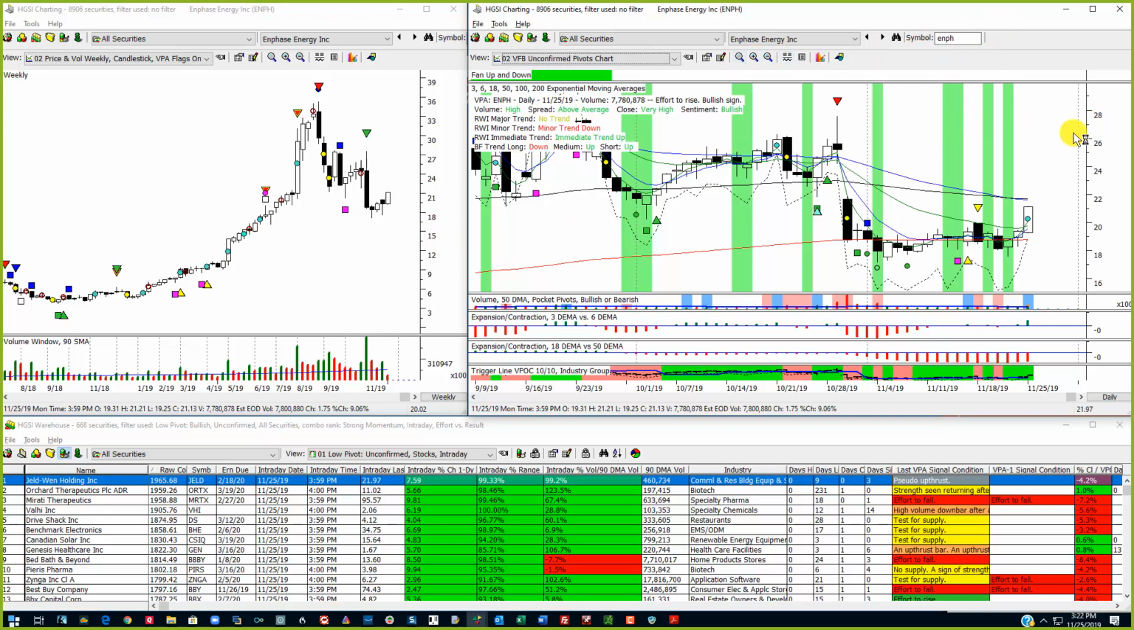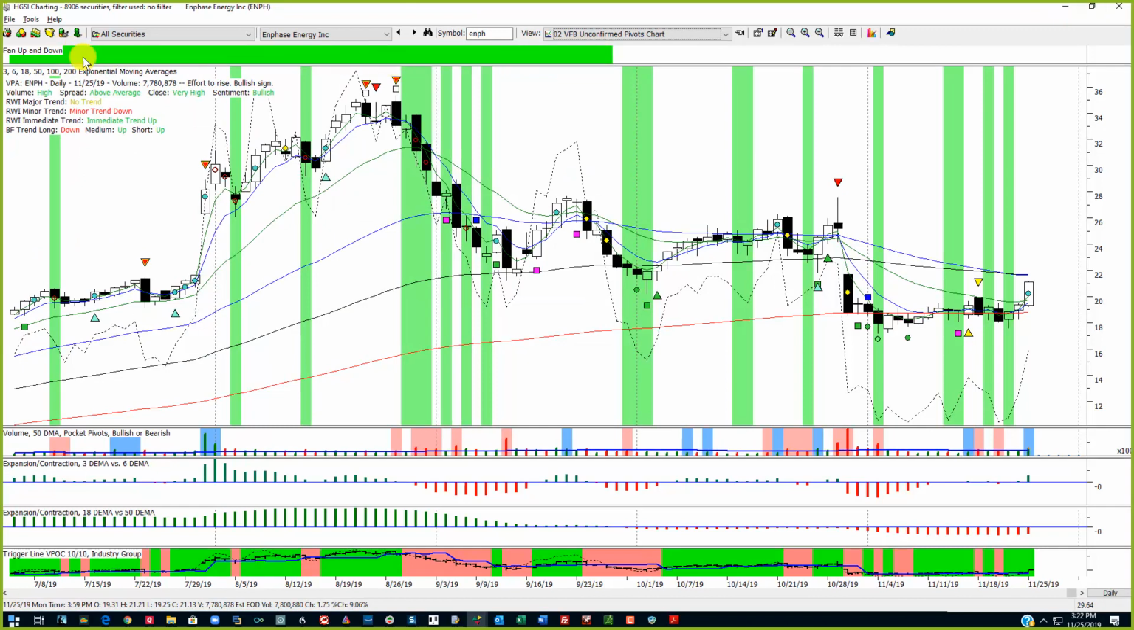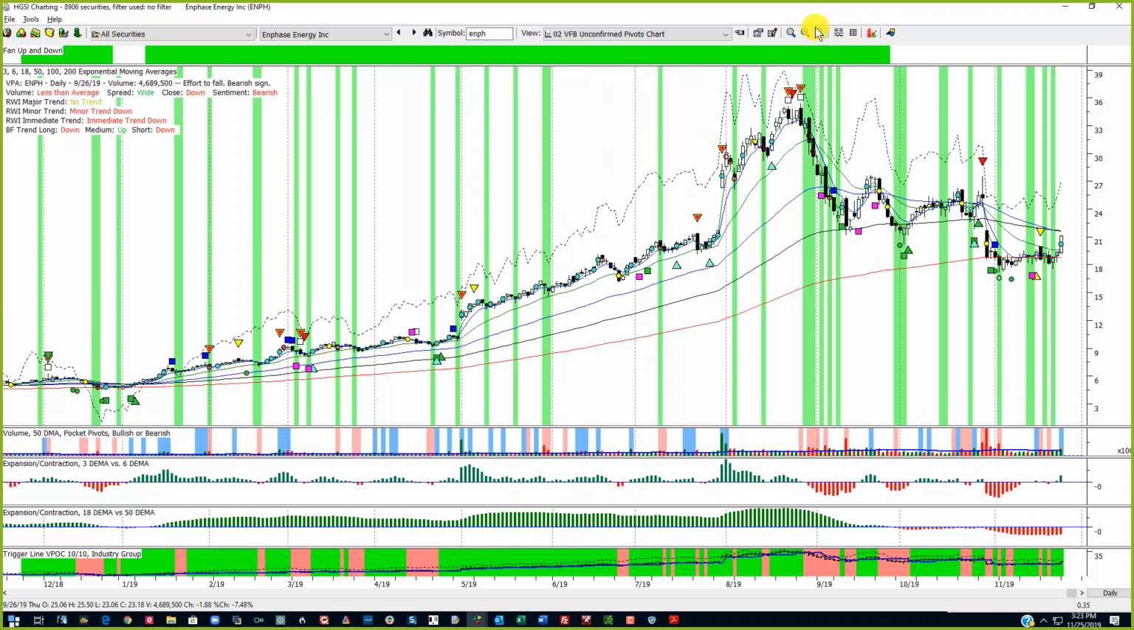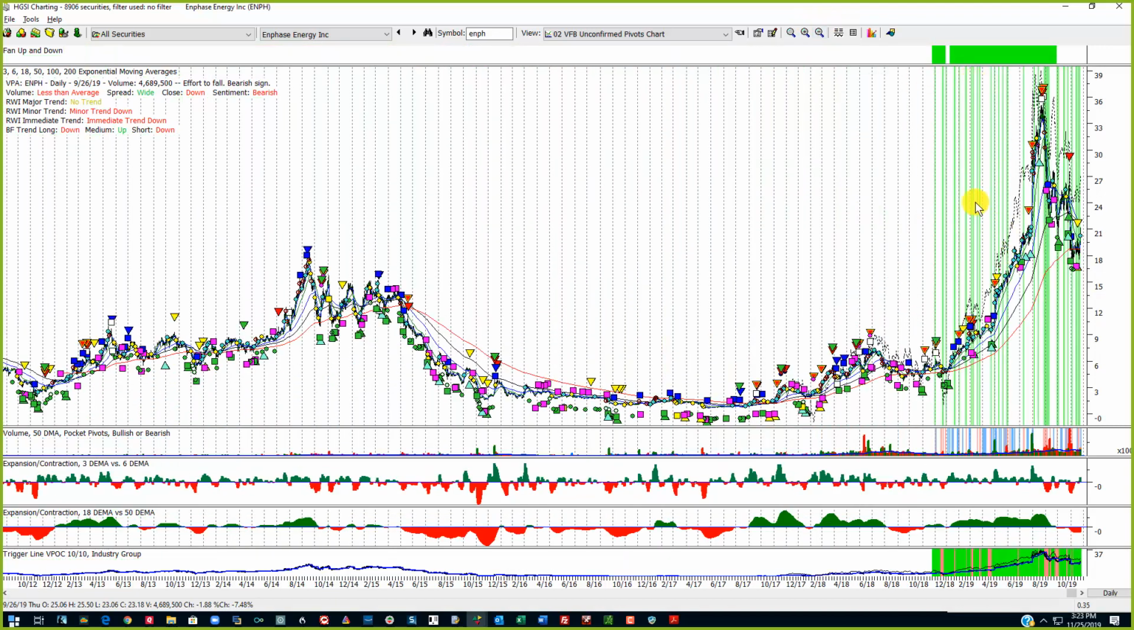All right. Now let's do something else here. One thing I haven't pointed out is this green bar here. That's where the fan is up and down. And so if the fan is still in effect, even though this is coming down, it remained in effect until this point right here. I only go back a year, I think, on this. So back in this area, obviously on ENPH, the fan would have been down.